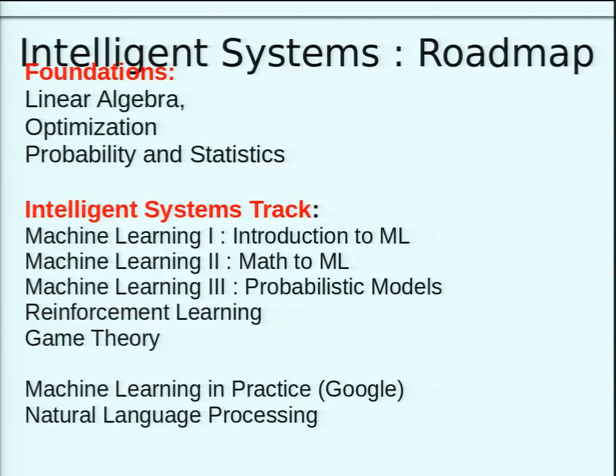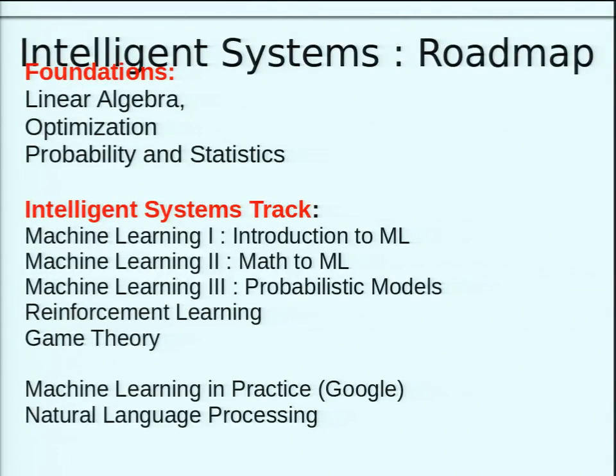So first we have the foundational subjects: linear algebra, optimization, and probability and statistics. We have talks on all these three subjects. These will give you the basic mathematical concepts that are required to understand in depth any of the other topics in the intelligent systems track.